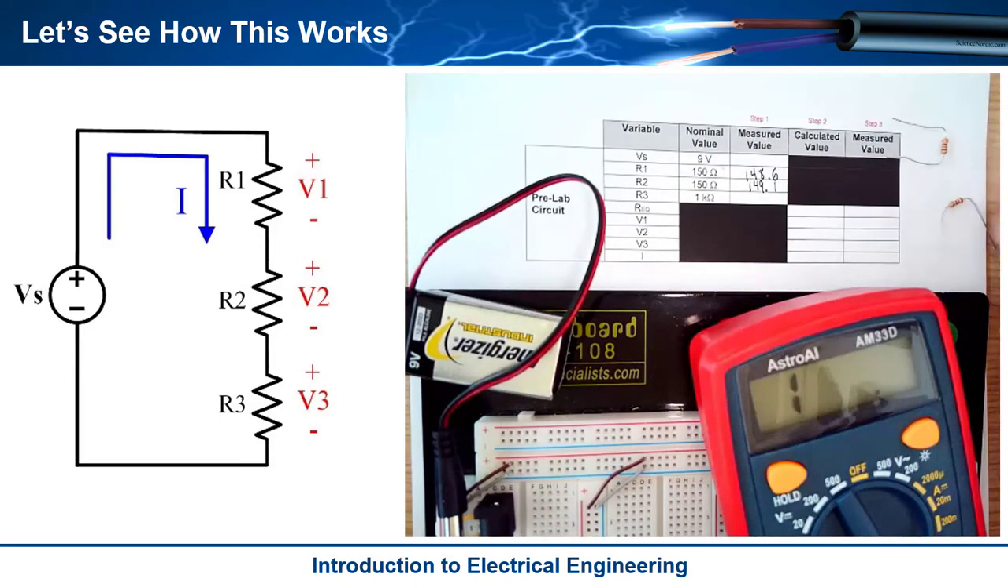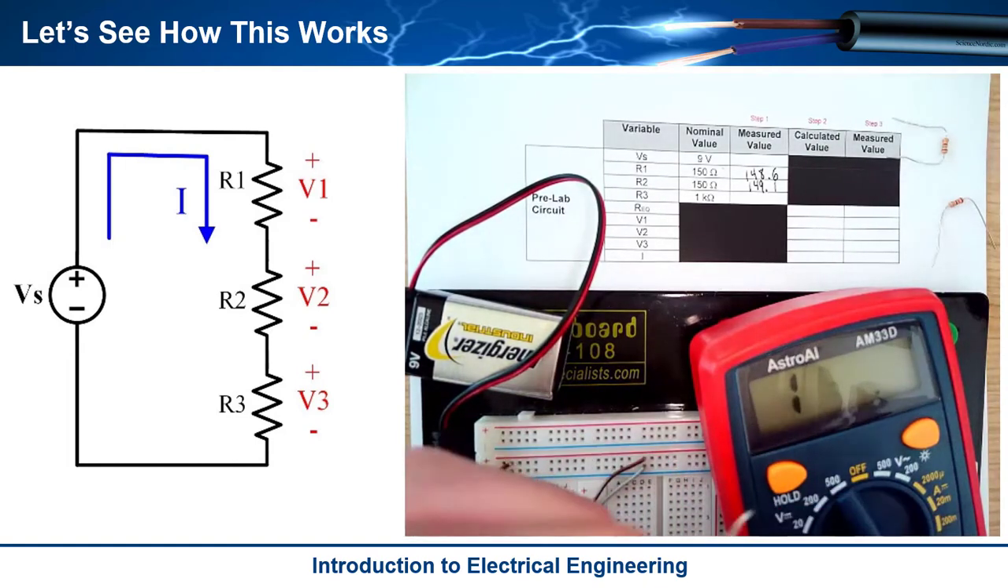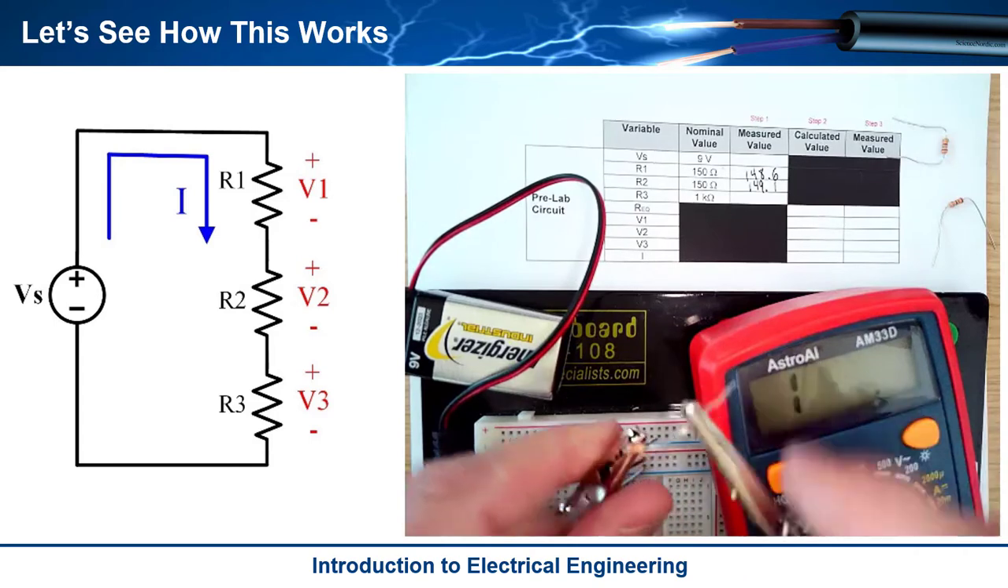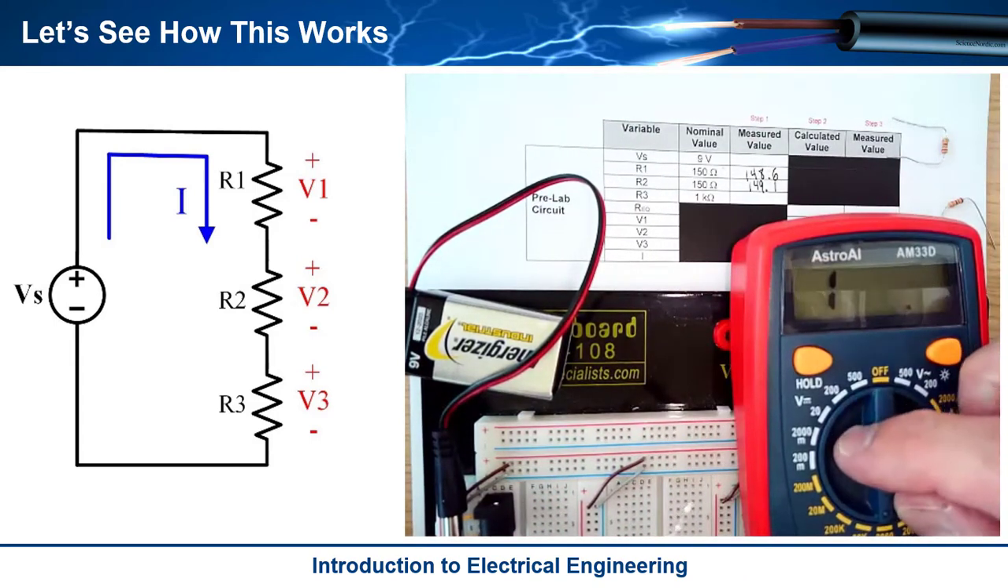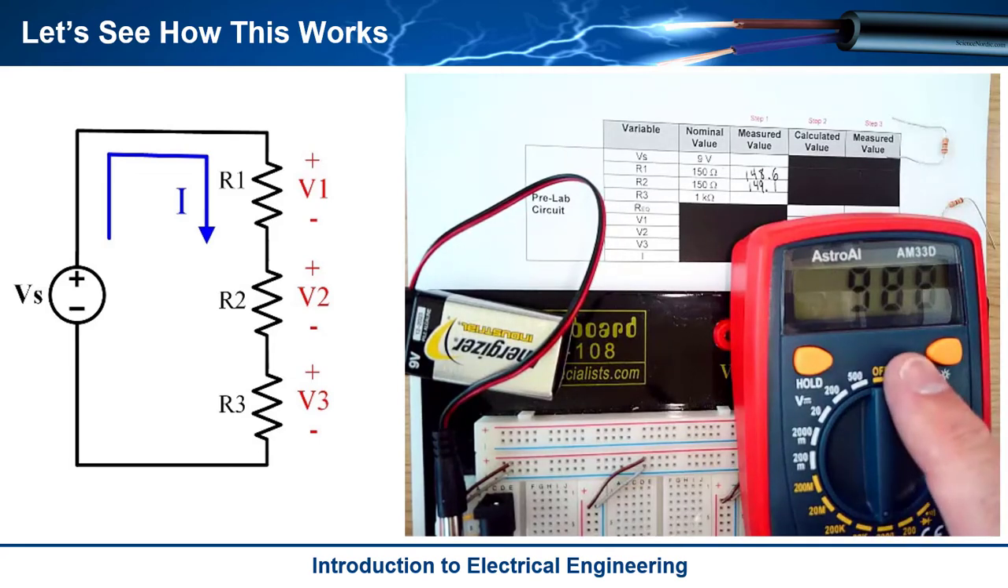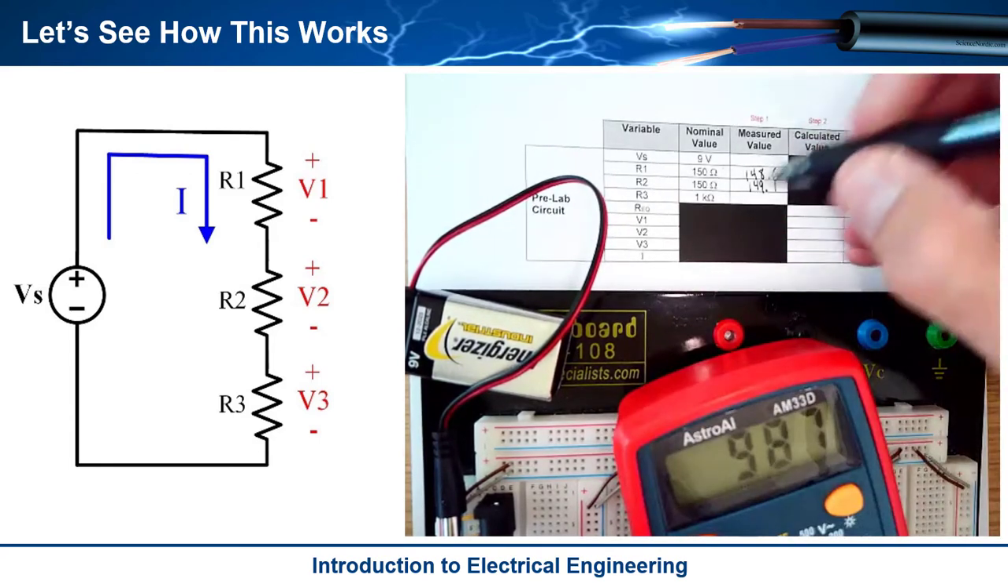So that's R2. And then finally I got my 1K. So I'm going to grab that, and I go ahead and grab this, and I got to change my multimeter to measure up to 1K, and I get 988. Okay, so I get 988.